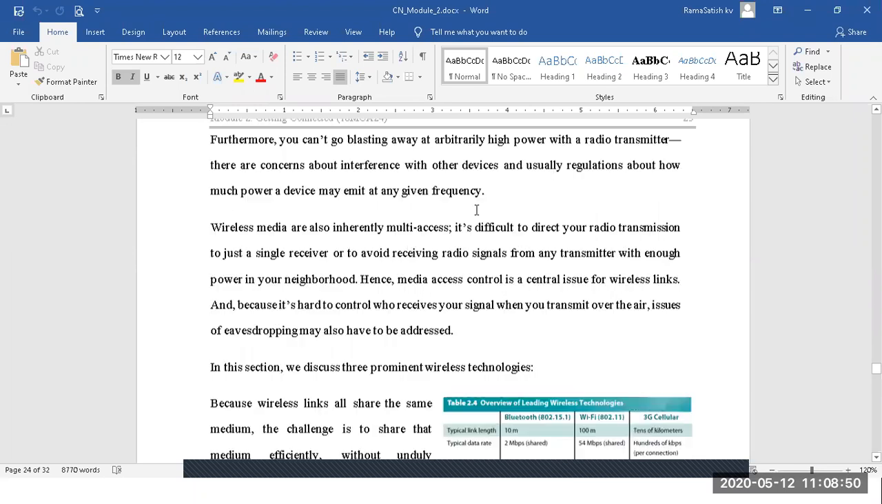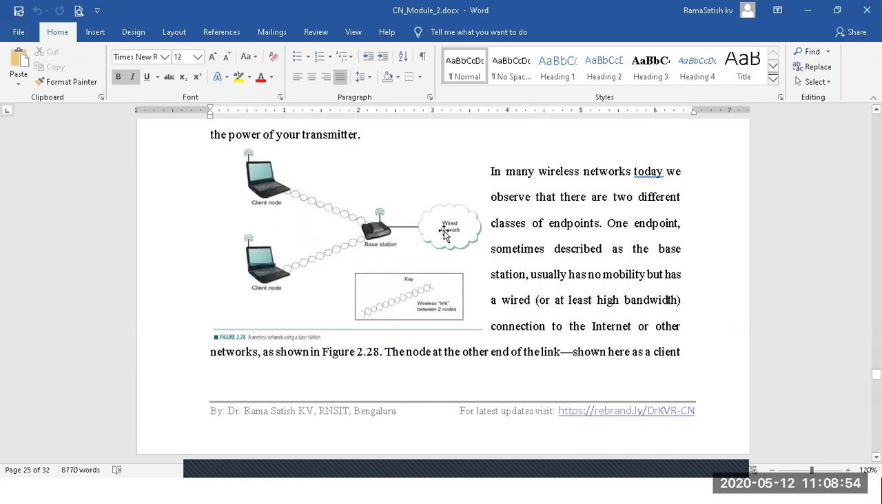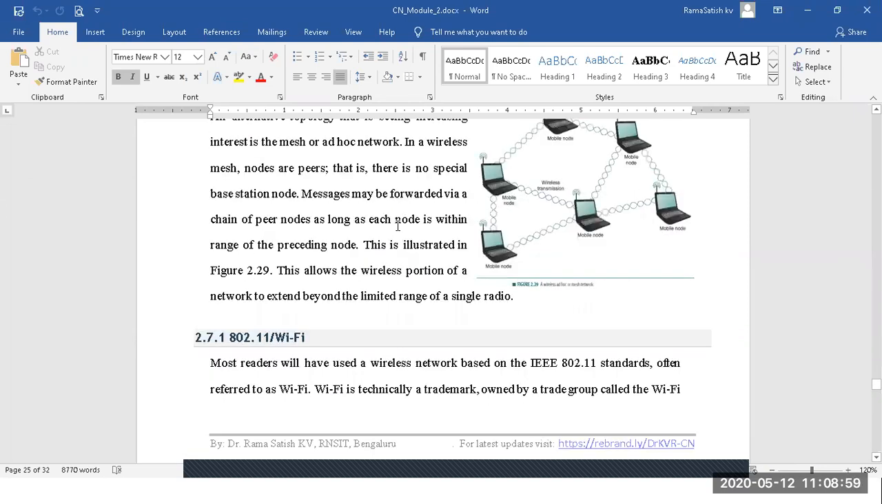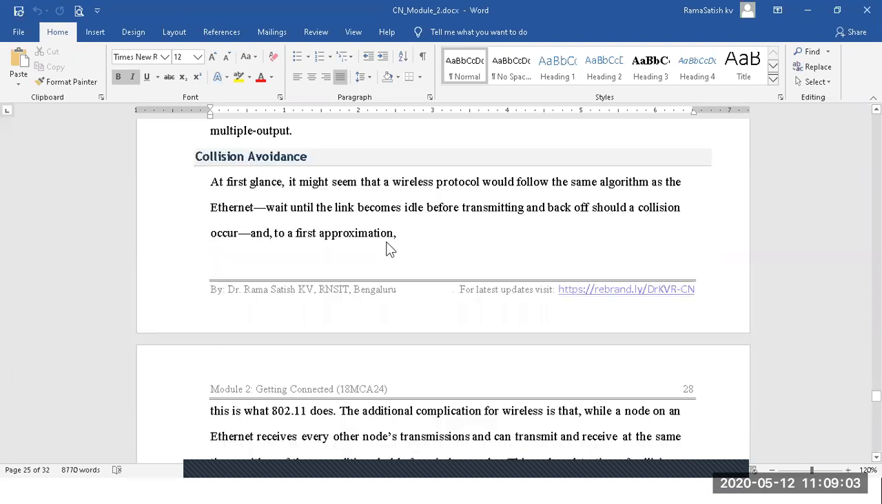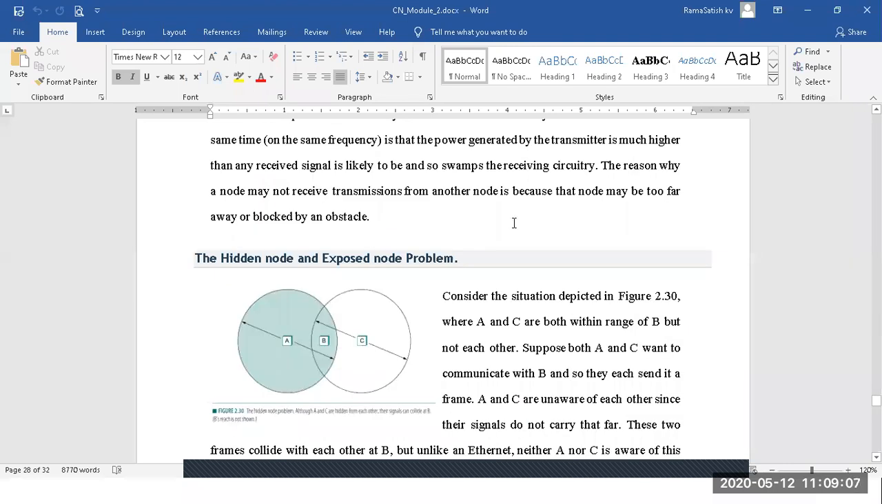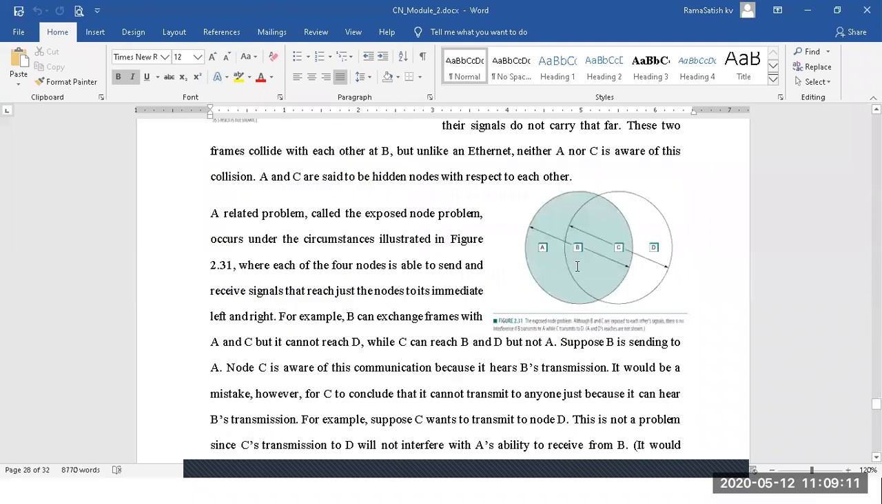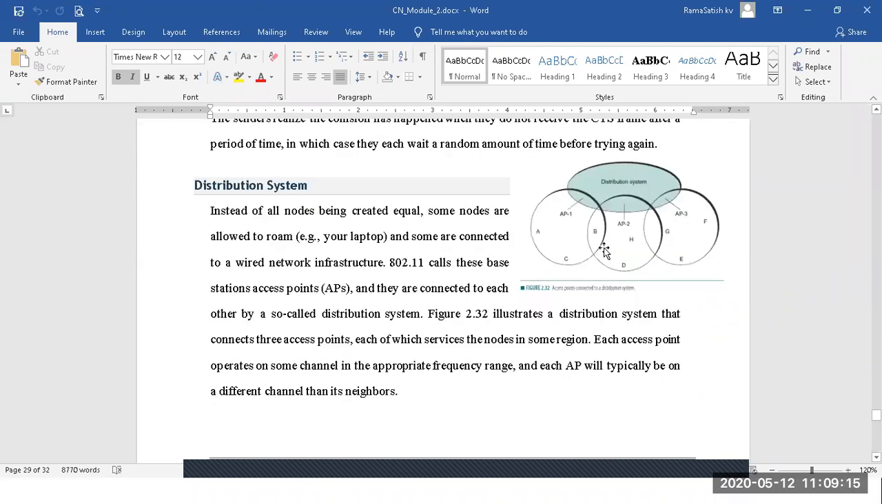Wireless networks: what a wireless network is, how exactly it transmits, the wireless network frame format, and how collision avoidance is checked. Here, what are the two problems? The hidden node problem and the exposed node problem. And you'll also talk about the distributed system.